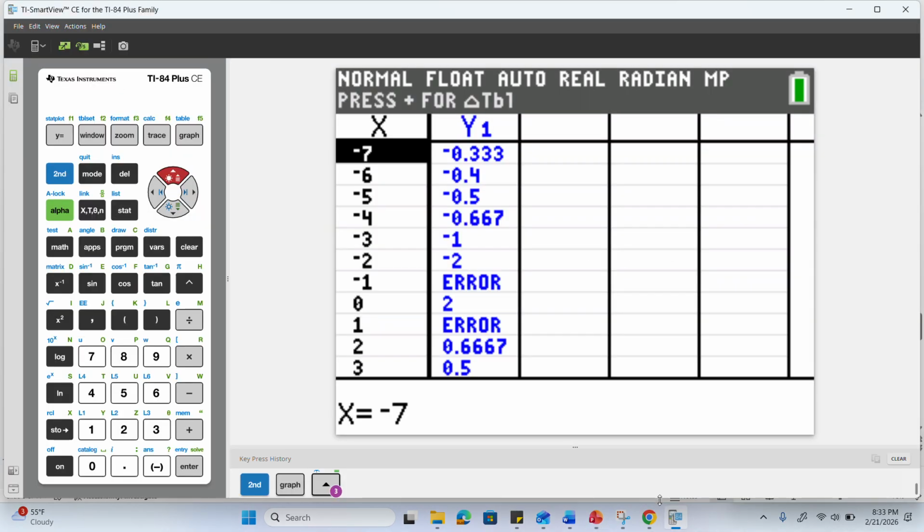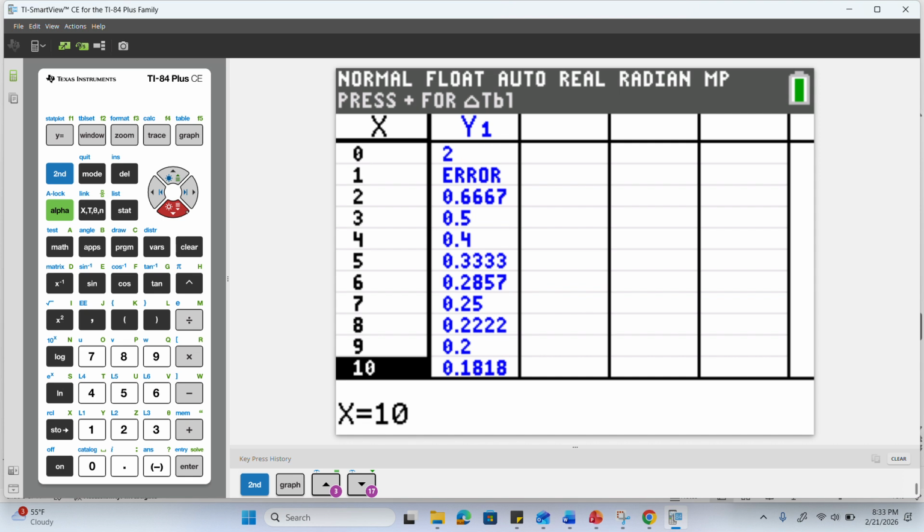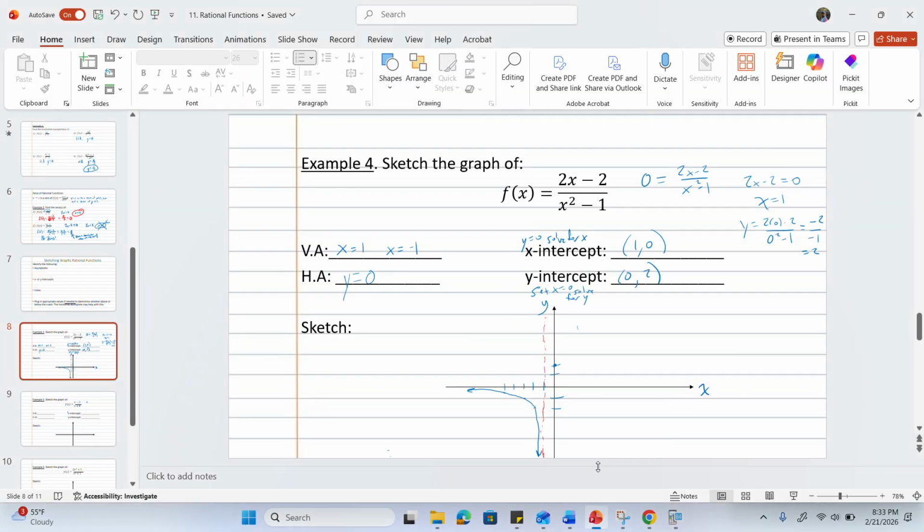So let's see if we can get some points for that other piece. Okay, so back to my calculator here. I'm going to scroll and get some of those points on the positive side to graph here. So I'll probably graph the point 3, 0.5, 4, 0.4, maybe a 7 and a 0.25, something like that. Just trying to get an idea of where to put these on the other side.